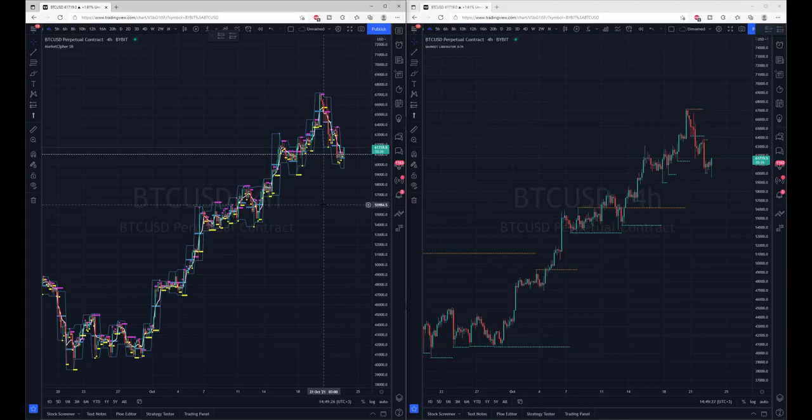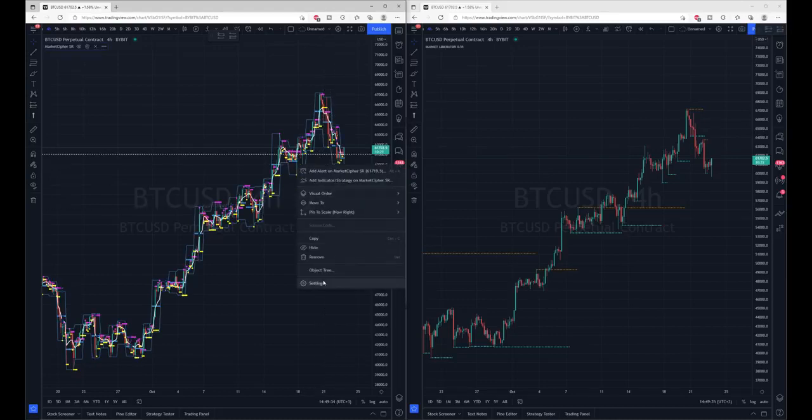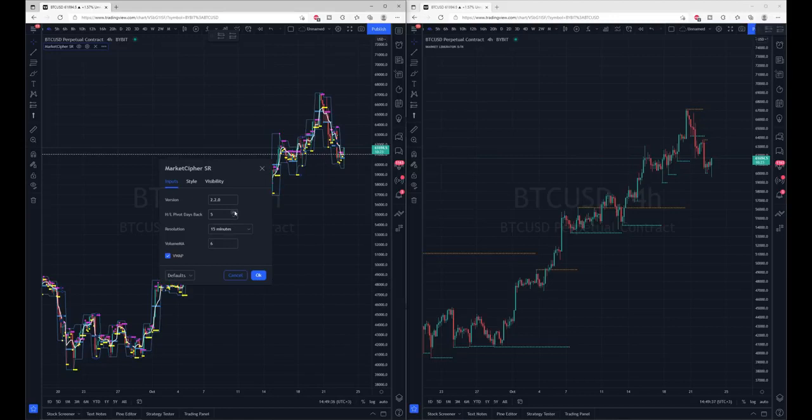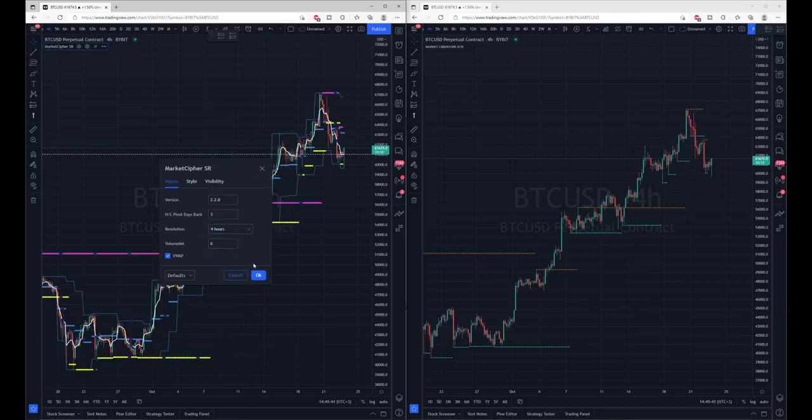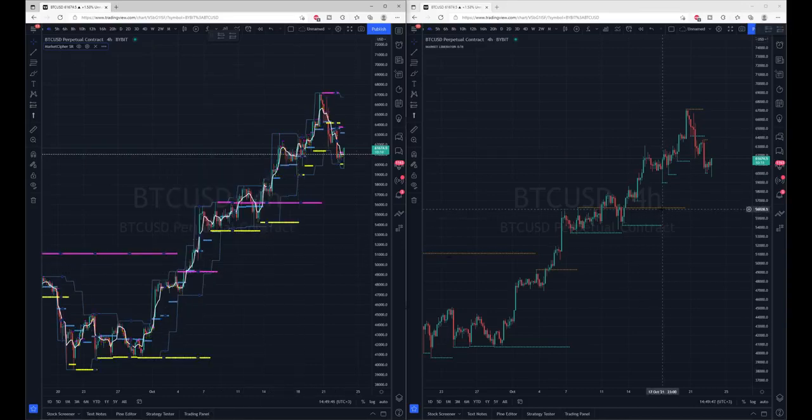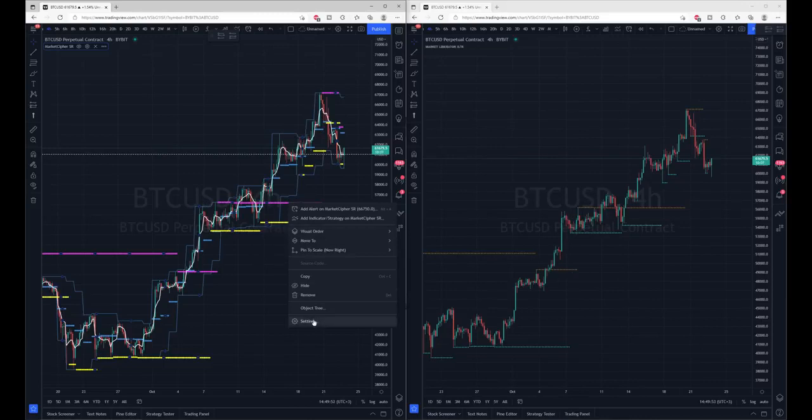Imagine if you had this and the Market Cipher A on your chart at the same time. It would be a complete clusterfuck. But anyway, let's take a look at this and change the settings a little. There's not much to this. You can change the resolution here. Let's change it to 4 hours and see if we can get something more similar. Okay, there we go. Something more similar to the Market Liberator support and resistance.